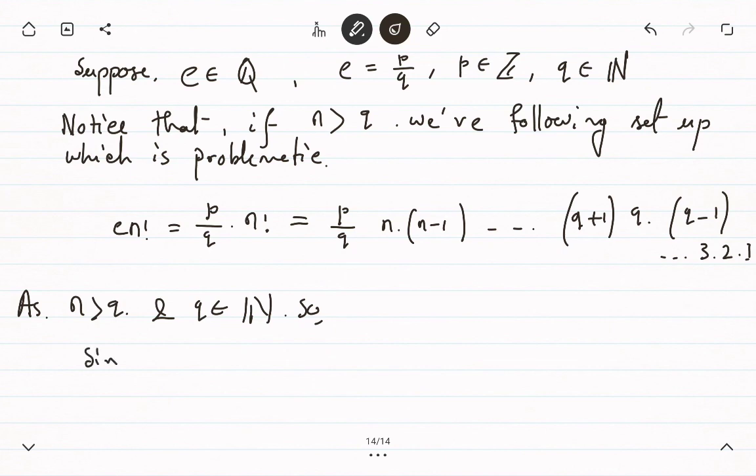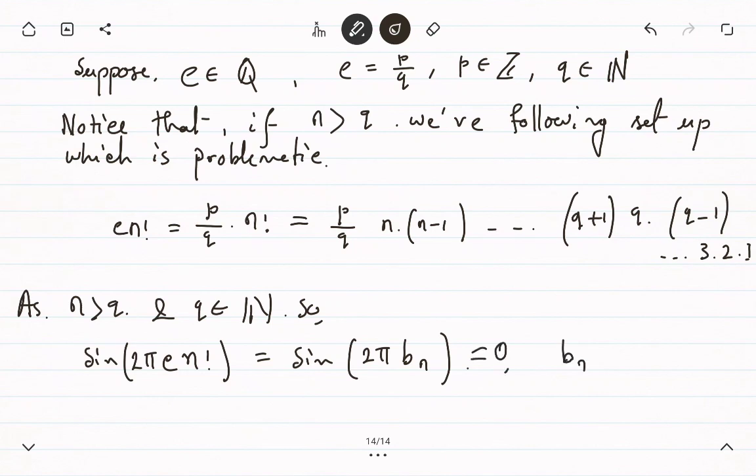sin(2πe·n!) is sin(2πb_n), where I have written e·n! as b_n, and this b_n belongs to the natural numbers. You know that by the periodicity of the sine function, sine of any integer multiple of 2π is equal to 0. So that means this sine function is equal to 0.